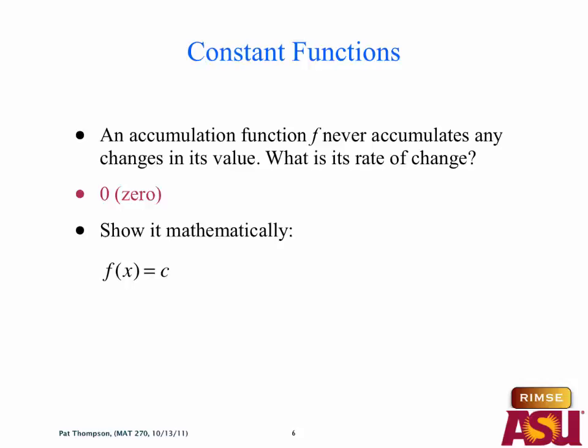Set it equal to c. So when x is 5, what is the value of the dependent variable? c. When x is 10, c. When x is negative 2, c. No matter what value you have for your independent variable, this function says the value of the dependent variable is c. Now we're going to use the rate of change function for f to show that the rate of change is 0. Can you do it?